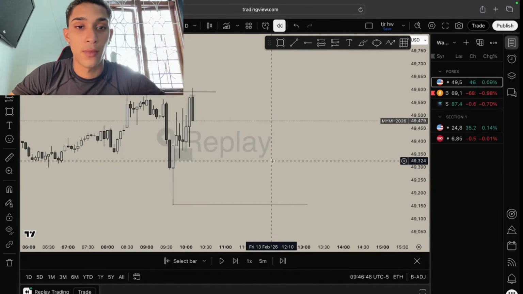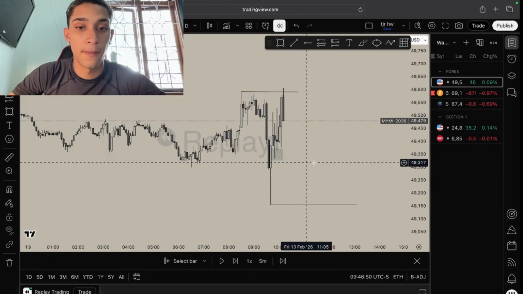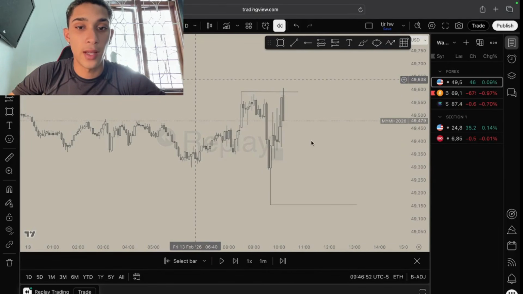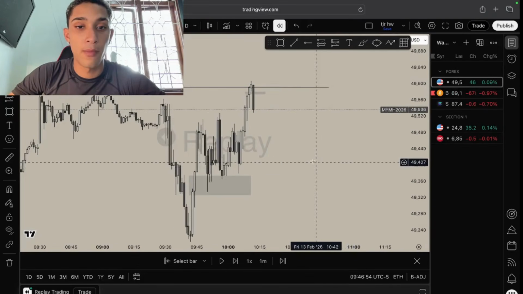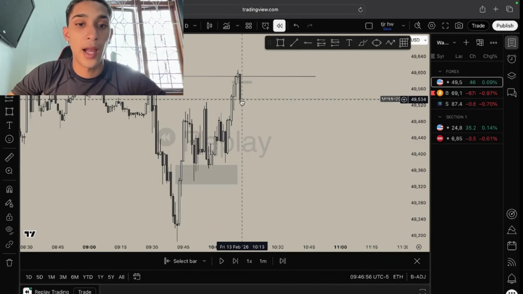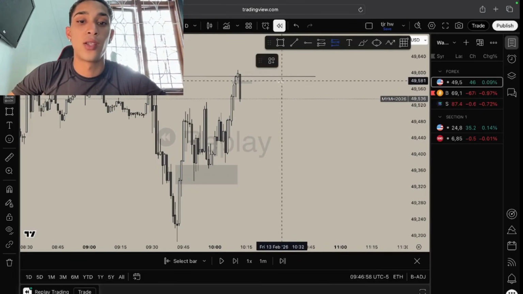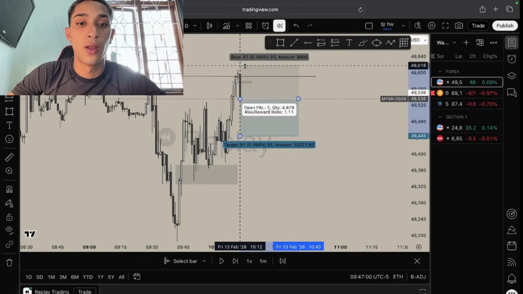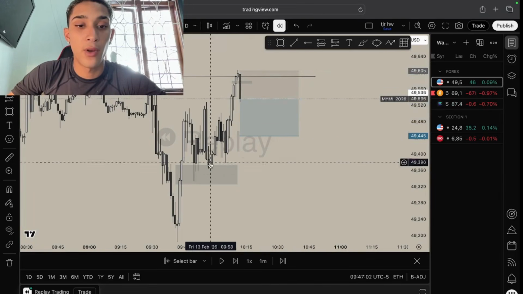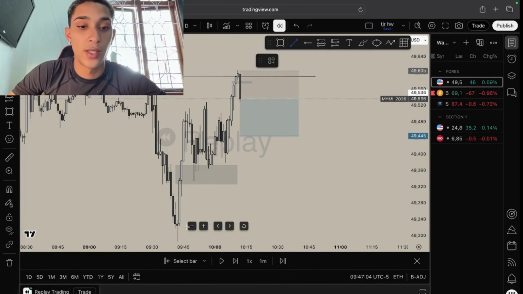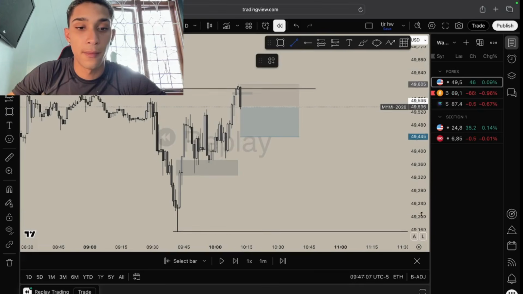So then what do we do here? We can wait until price inverses this gap. Luckily, we already got the inversion. So this is our signal to go short. And we have got all of this low resistance liquidity over here.